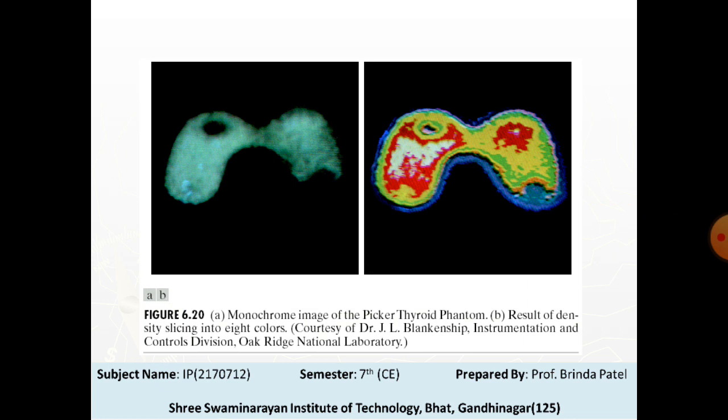A simple but practical use of intensity slicing is described in these figures. Figure A is a monochrome image of a Picker thyroid phantom, which is a radiation test pattern, and this figure is the result of intensity slicing this image into 8 colors.